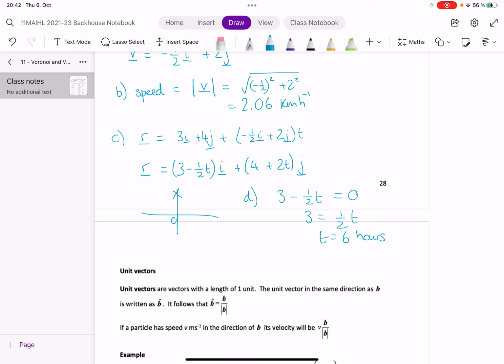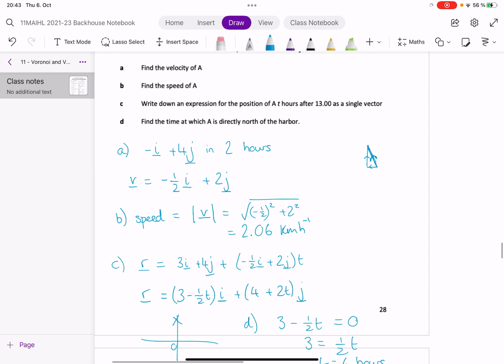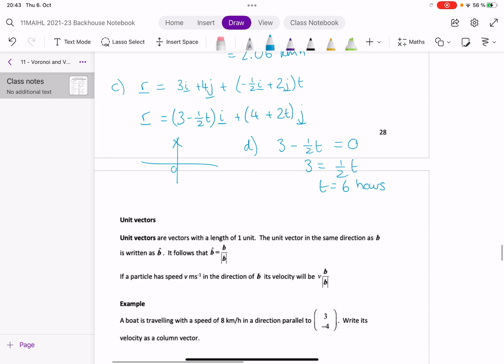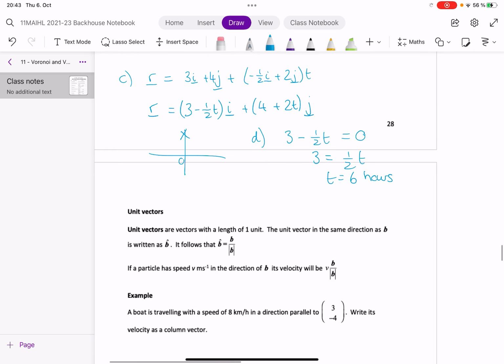Was it the time or how long? Find the time. So the time was 1300 hours. I need to add on 6. So that is 1900 hours, or 7 o'clock in the evening. Okay, you might want to pause, go back over what we've been looking at so far, and then continue.